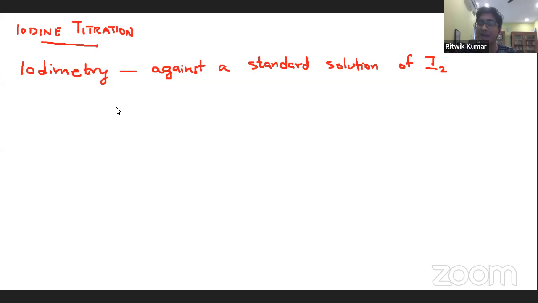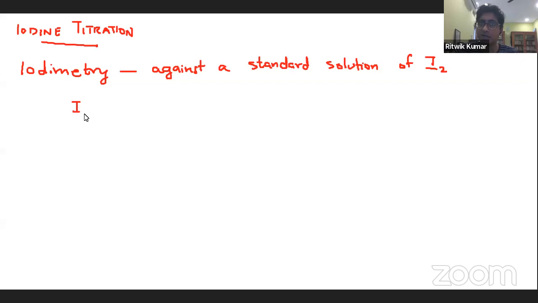So iodine, when it acts as an oxidizing agent, it'll itself get reduced to what? The only possibility is iodide, right? So iodine will go to iodide. That's a simple reaction, right? So I'll just give you an example of the reaction that you usually come across. You'll try to find the strength of a thiosulfate solution against a standard solution of iodine.